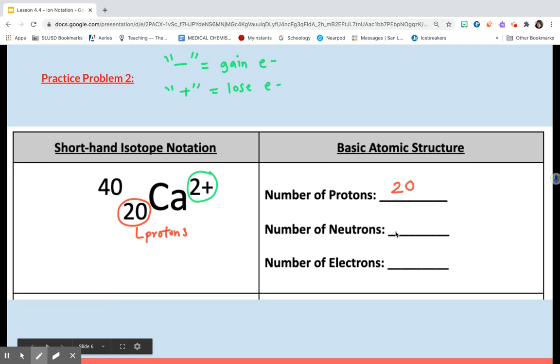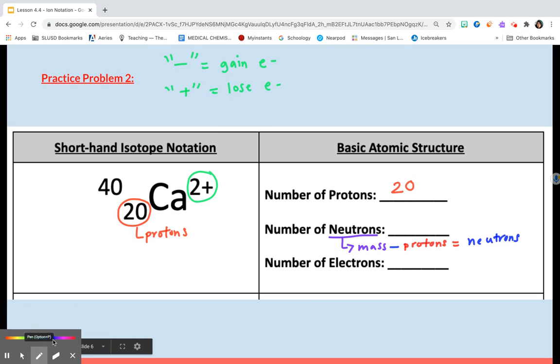To figure out neutrons, I'm going to have to take the mass. It's always the mass equals number of protons. I'm going to write P for protons plus the number of neutrons I have. So to solve, I would do something a little bit different, right? I would take the mass minus protons, and that will give me the number of neutrons.